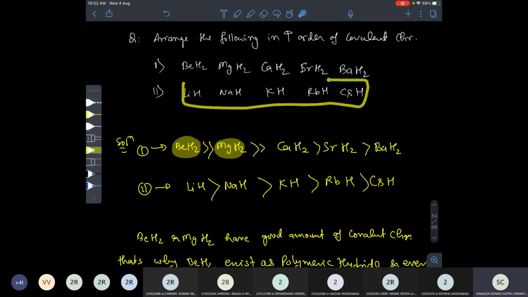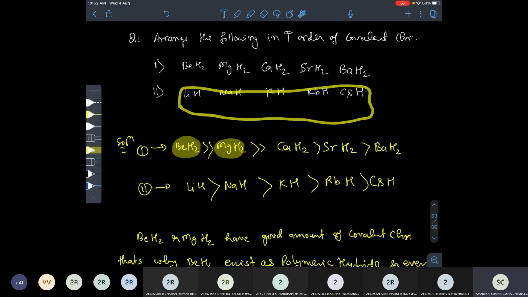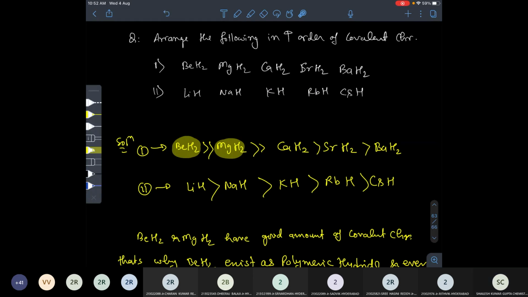In the case of lithium, sodium, potassium, rubidium, and cesium, the thermal stability order, or the relative stability order, you can say. Tell me, which is most stable? Lithium, sodium, potassium, rubidium, or cesium? Lithium. Lithium is most stable, right? Yes, sir. All right.